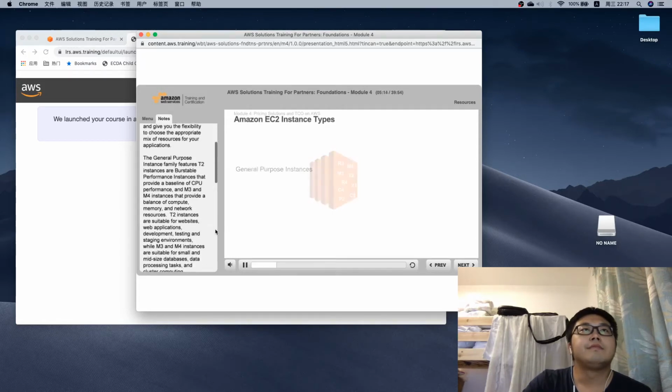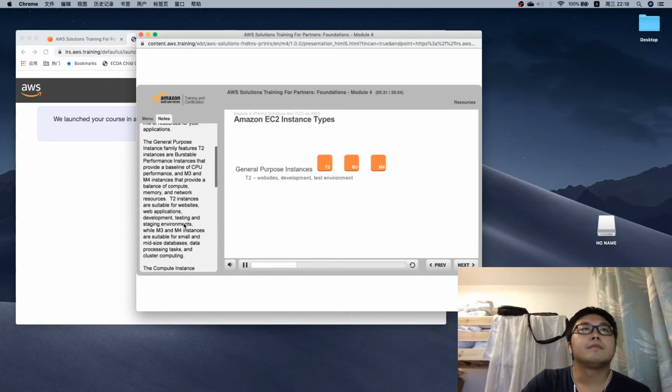The general-purpose instance family features T2 instances, which are burstable performance instances that provide a baseline of CPU performance, and M3 and M4 instances that provide a balance of compute, memory, and network resources. T2 instances are suitable for websites, web applications, development, testing, and staging environments, while M3 and M4 instances are suitable for small and mid-sized databases, data processing tasks, and cluster computing.